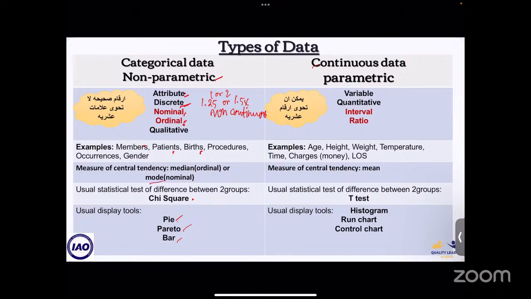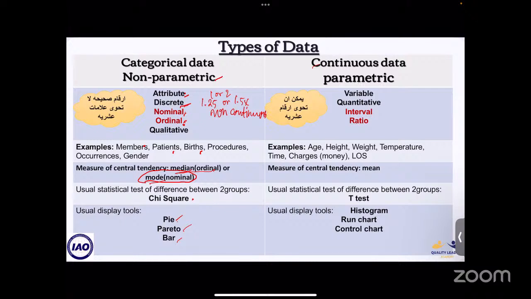Mode and the median. The mode identifies the most frequently occurring category, which is used for nominal data. The most common measure for nominal data is the mode, which identifies the most frequently occurring data. For ordinal data, we use the median, which is the middle value when the data is ordered. To present, as I mentioned, the non-parametric data, we use pie charts for showing proportions within categories.